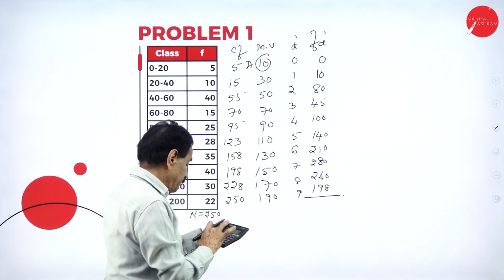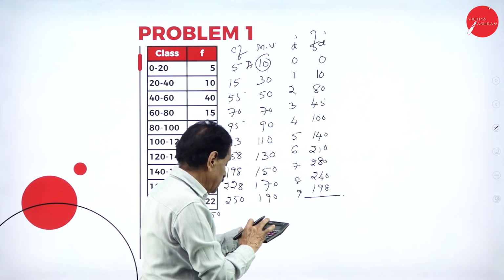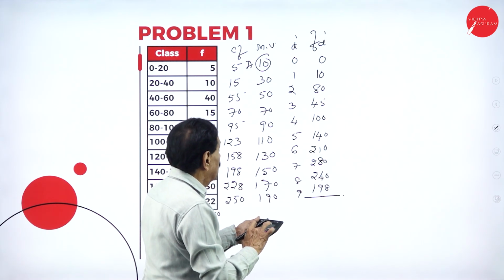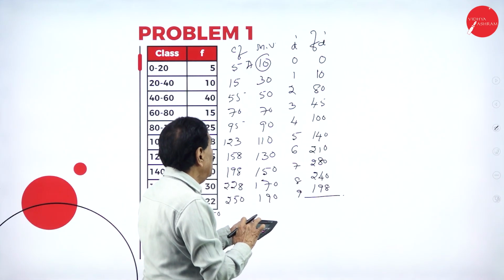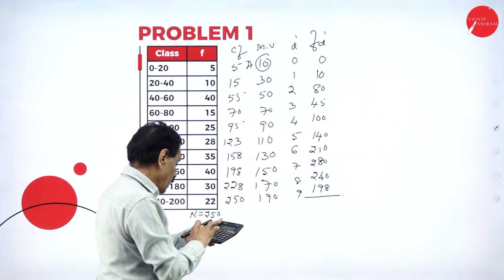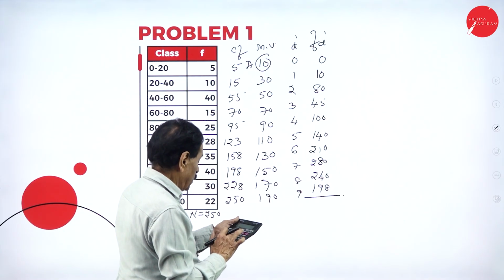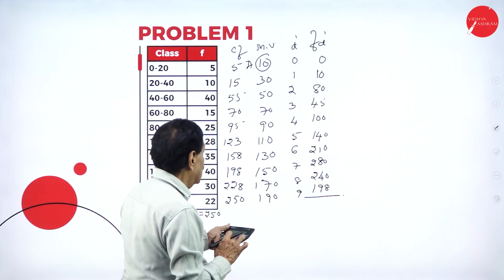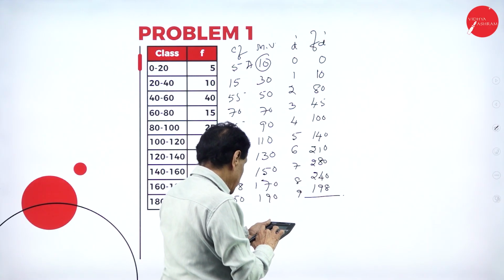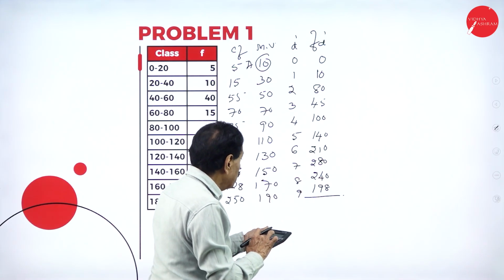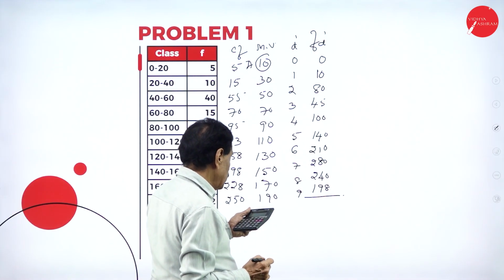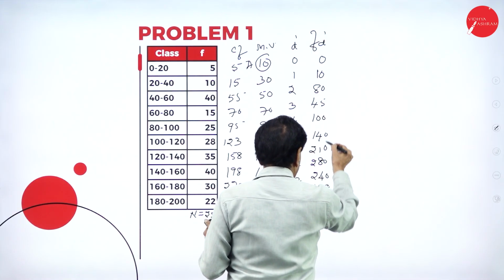Add the figures slowly. What is the first number? 10 plus 80 plus 45 plus 100 plus 140 plus 210 plus 280 plus 240 plus 198, total 1303.